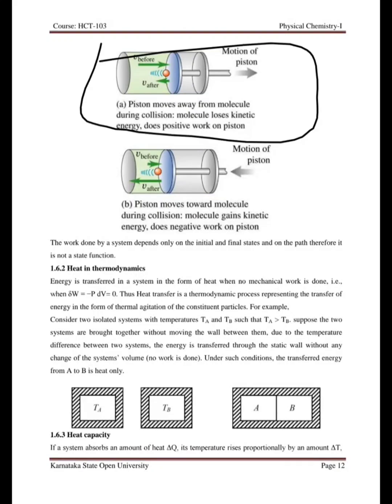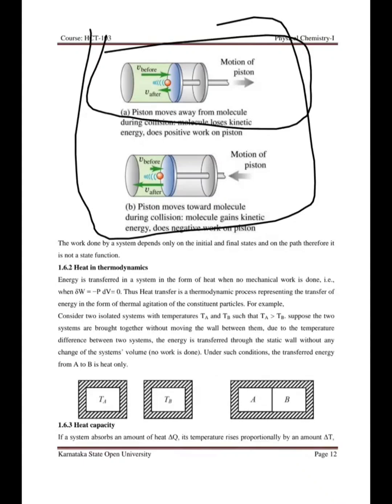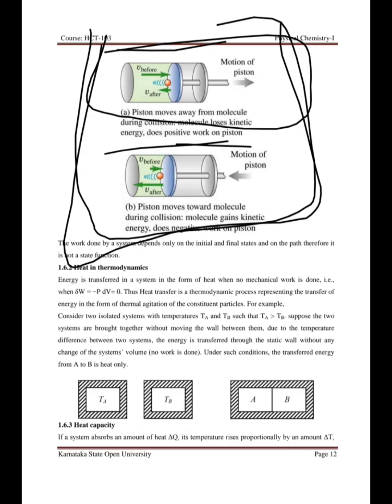So here the work done by the system depends on the initial and final state of the path. So it may depend on the motion of the piston. The piston moves away from the molecule during the collision. The molecule loses kinetic energy and thus does work, that is in the positive. So these are the two different systems, with the motion of the piston moving inwards and outwards.